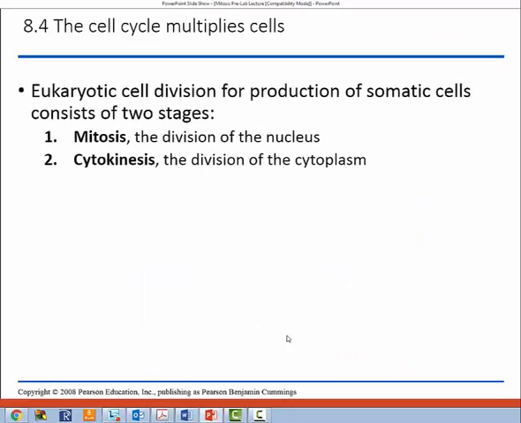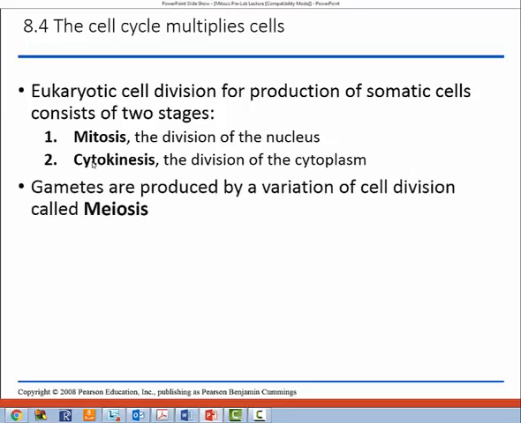So eukaryotic cell division is for production of somatic cells and has two stages. Mitosis is division of the nucleus. That's when we're going to divide the nucleus and we'll pull apart the sister chromatids and we'll end up with two identical sister nuclei. The second stage is cytokinesis, and that's division of the cytoplasm. So cytokinesis is a part that's separate from mitosis.